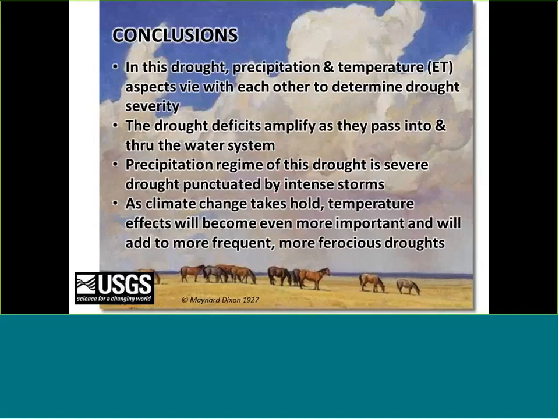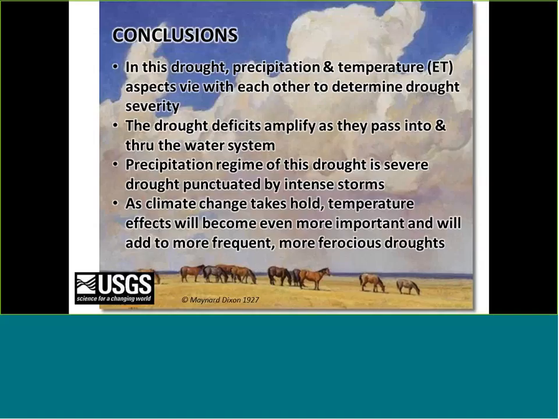In this drought, precipitation and temperature, ET aspects have vied with each other to determine how severe the drought is. Over much of California, the precipitation deficit was the whole story until this year, when we had a kind of normal-ish precipitation year, and with the temperatures staying up, large parts of California, and as I said earlier, most of Nevada, just flipped over to where, on the whole, this has been an evaporative drought instead.